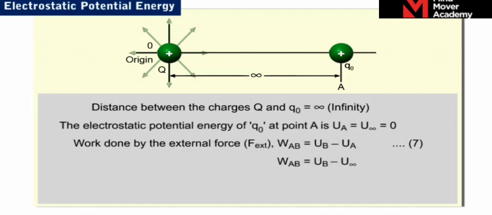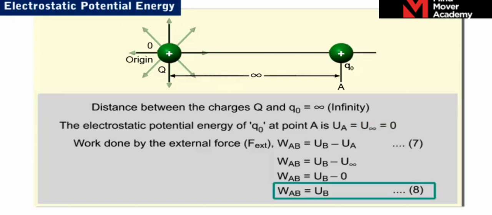UB minus U infinity, which can be written as WAB is equal to UB, since electrostatic potential energy at infinity is equal to 0. That is, U infinity is equal to 0. Let us label it as equation 8.